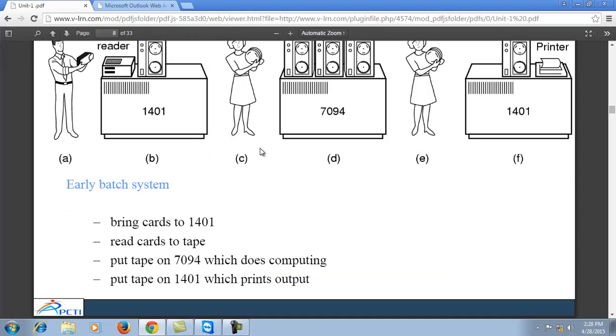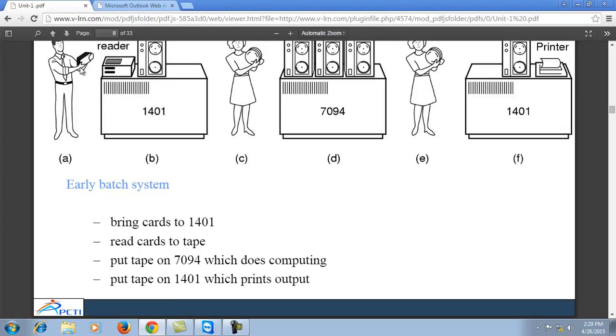Now come to the next, early batch system, like bring cards to 1401. This is the A portion. First we store the content in card form, then that card should be inserted in the card reader, and that data will be written on the disk, and that disk will be readable in 7094, and that 7094 content written disk we used for printing the commands, so we are getting the physical output. So this is the process.